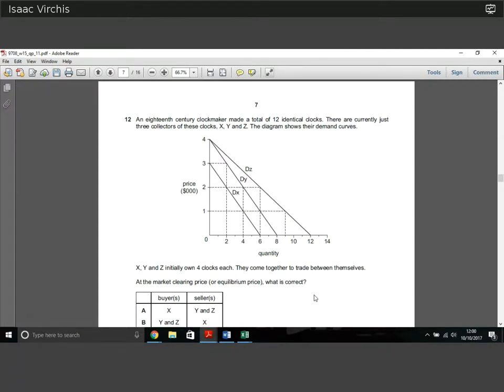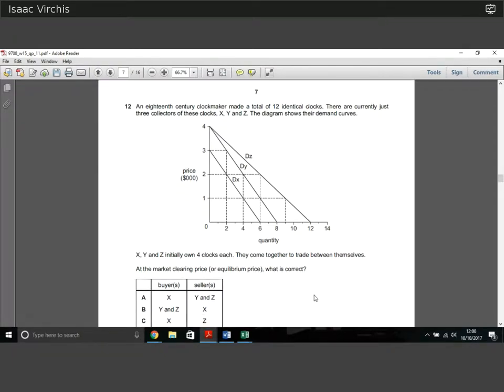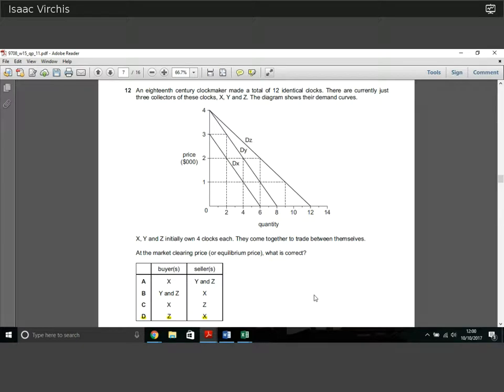You have a pot maker here, and they're selling a total of 12 electric pots, and we need to show the subsidy reduction effect. There are currently 3 pots in these sections, and the diagram shows there are more pots. Each initially owns pots. You can see here that the price is 2,000, and each of them has 4 pots, the same equilibrium. At this point, Y is happy with their demand, demand equals supply.